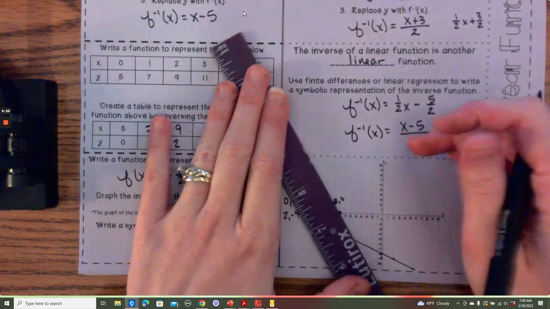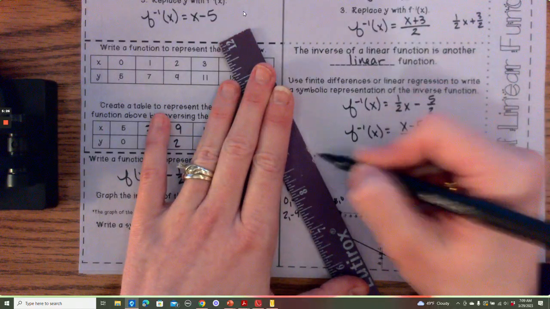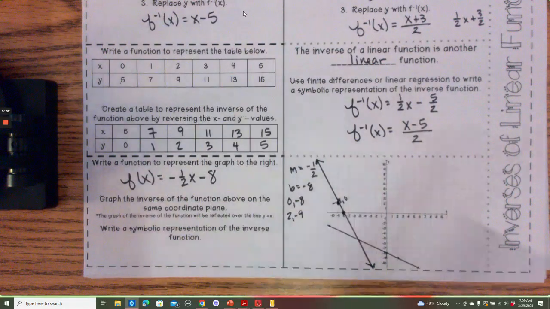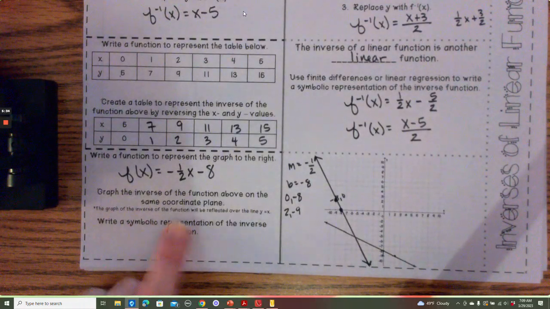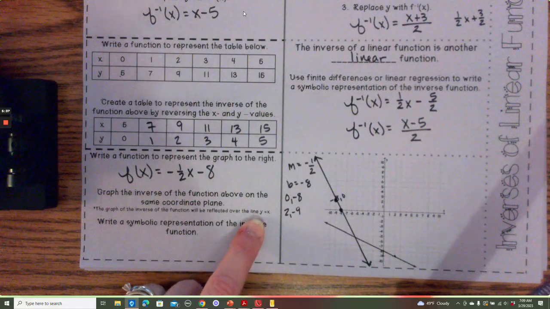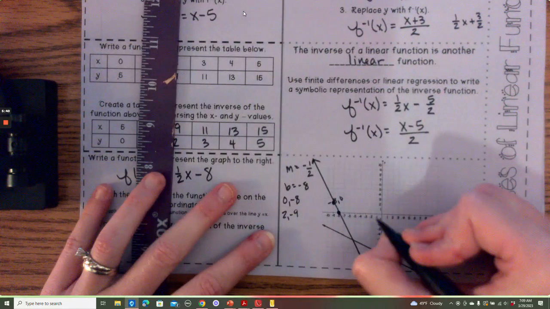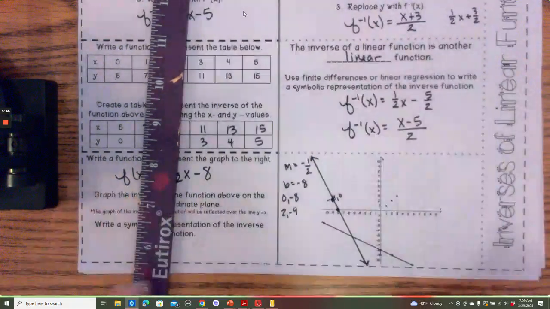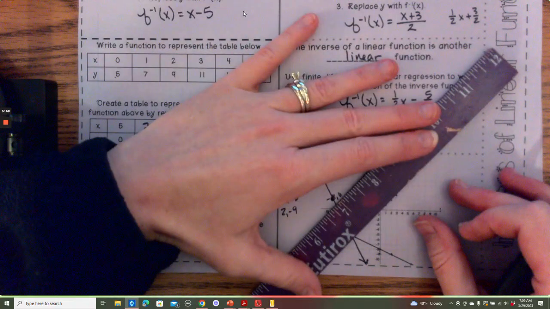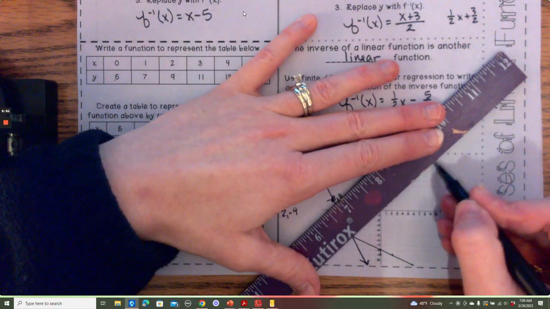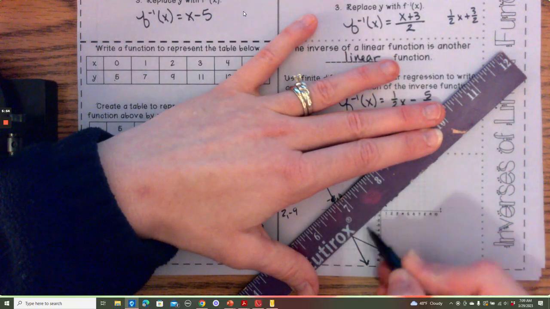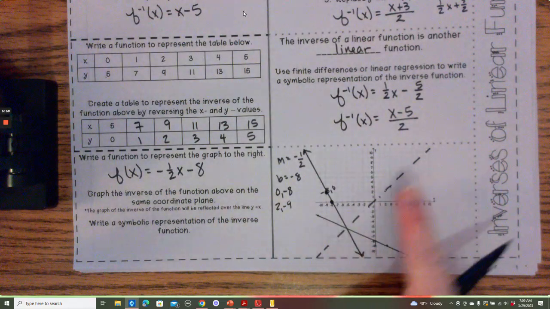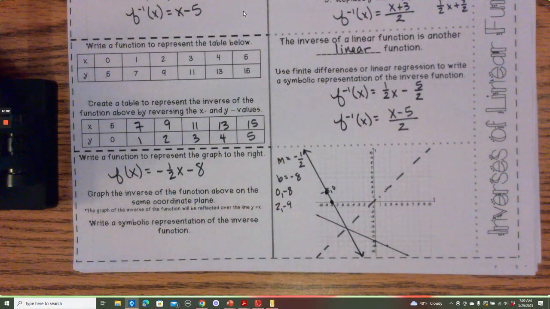For a linear, all we need are 2 points. And so what happens here with these graphs? The graph of the inverse of the function will be reflected over the line y equals x. So the line y equals x is 1, 1, 2, 2, 3, 3. So it's just your basic parent function points. And so I'm going to kind of graph this in where you can see it. So you can see how it's a reflection. If I fold it along that dashed line, everything would line up perfectly.